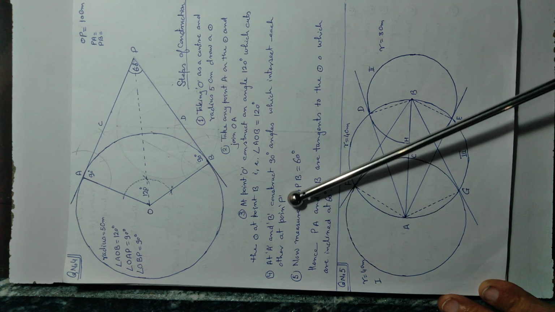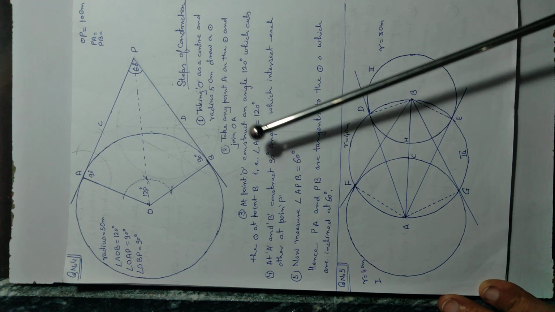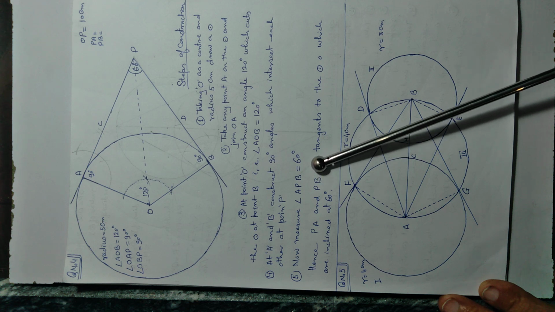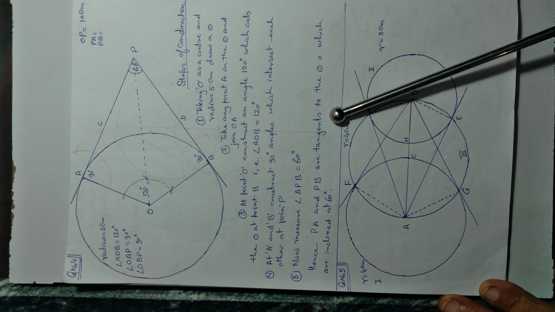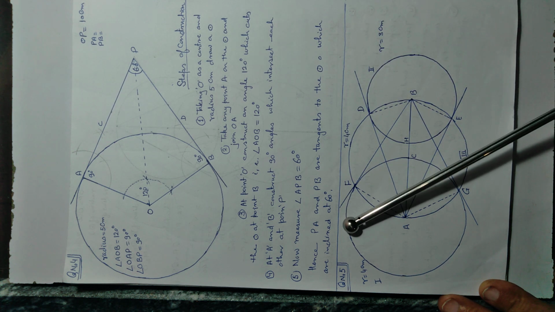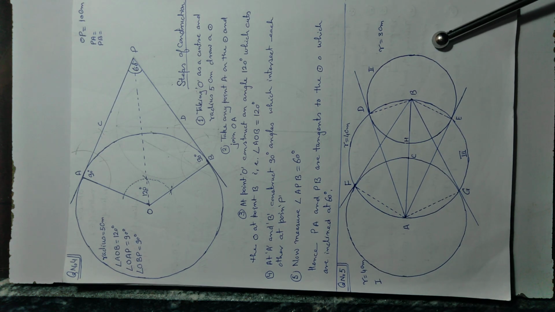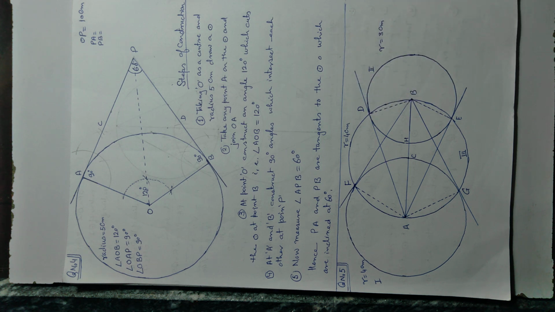At A and B construct 90 degree angle which intersect each other at the point P. Now measure the APB. That will be equal to 60 degree. Hence PA and PB are the tangent to the circle O which are inclined at 60 degree. In this way we have completed the question number 4. Now proceed to the question number 5.